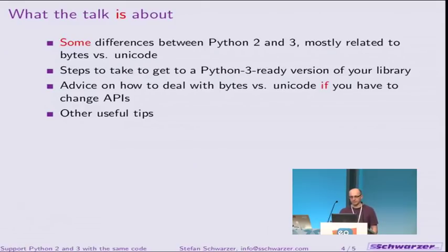Okay, I discuss some steps to take to get to a Python 3 version of your library or the Python 2 code, so it runs on both Python 2 and 3 unchanged. And also some API design advice on how you can do this, and some other useful tips or best practices.